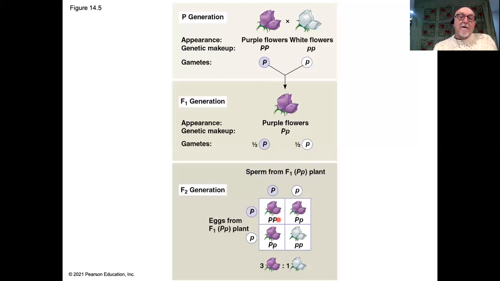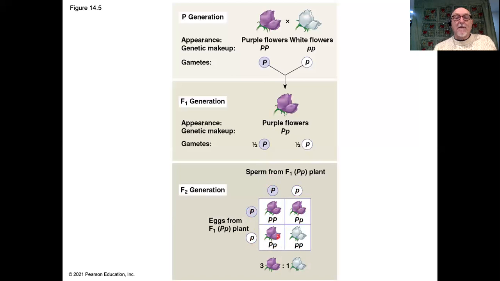When we look at the other two, however, here we've got eggs, big P, but here these sperm are little p. This is heterozygous, big P, little p. This one too, big P sperm, little p egg: big P, little p, heterozygous. So these are the genotypes: homozygous, heterozygous, heterozygous.